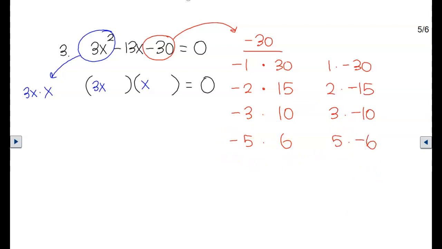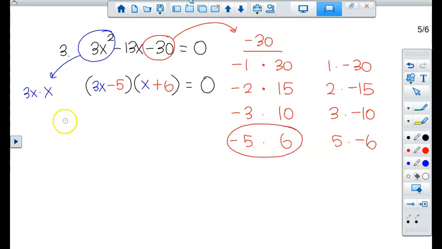Now remember this time we had this 3x squared, so we can't just look at these numbers and try to find what will add up to negative 13. That won't work this time, so we're going to have to guess and then check this thing. So let's try, I think I want to try the negative 5 and the positive 6. Let's put the negative 5 here and the positive 6 here. And now we will check this thing.